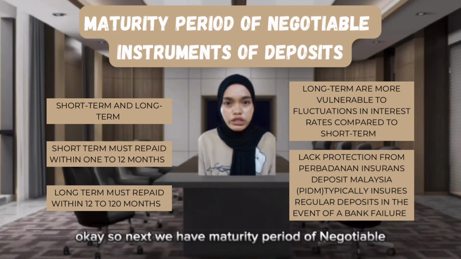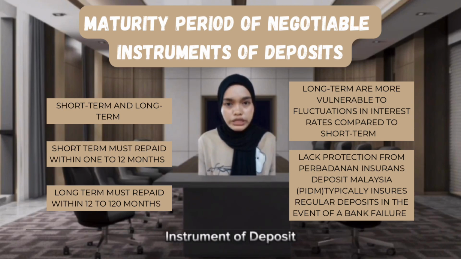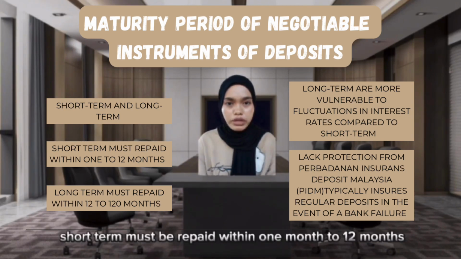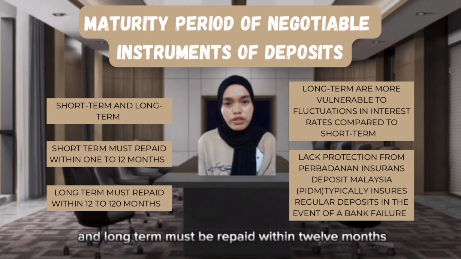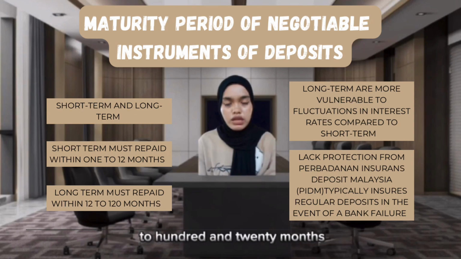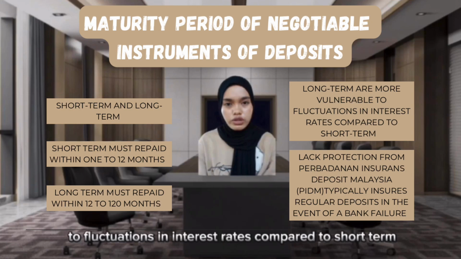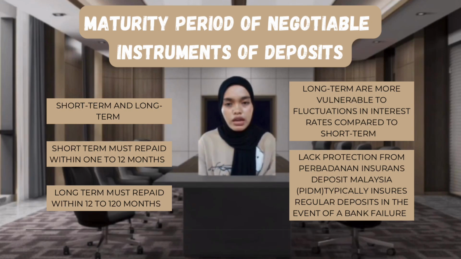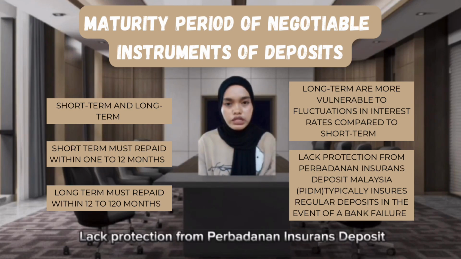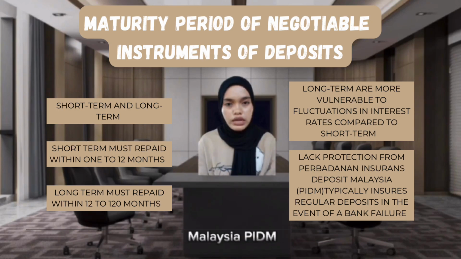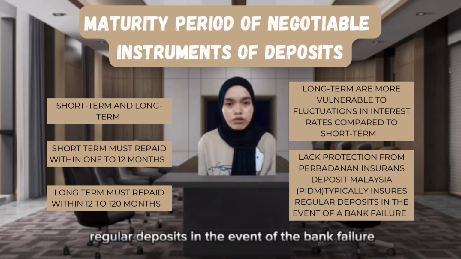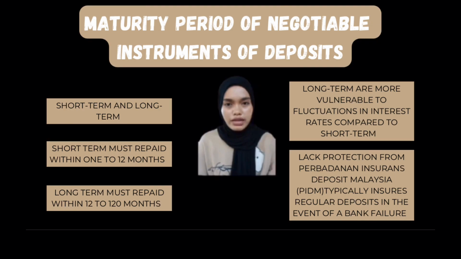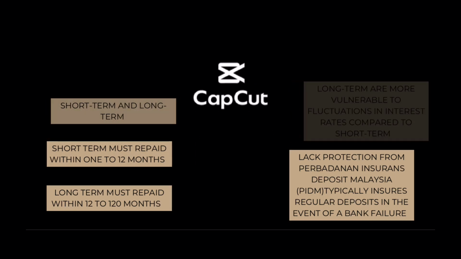Okay, so next we have maturity period of negotiable instrument of deposit. We have short-term and long-term period. Short-term must be repaid within 1 month to 12 months, and long-term must be repaid within 12 months to 120 months. Long-term are more vulnerable to fluctuations in interest rates compared to short-term. Legal protection from Perbadanan Insurans Deposit Malaysia (PIDM) typically ensures regular deposits in the event of a bank failure.